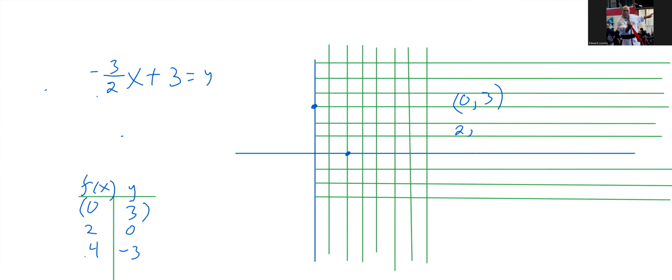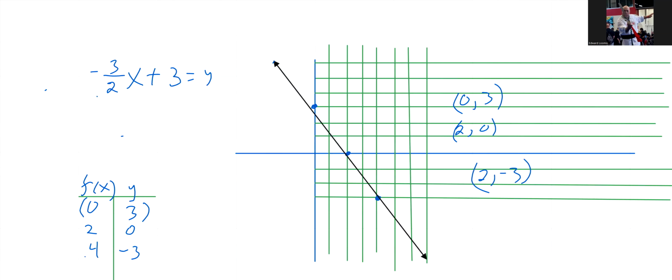And my last one, my x is 4. So I'm going to come over 1, 2, 3, 4. My y is a negative 3. Down 1, 2, 3 times. And I'm going to put a point right there at 2, negative 3. When I draw my line, I see that it is, in fact, a negative slope.